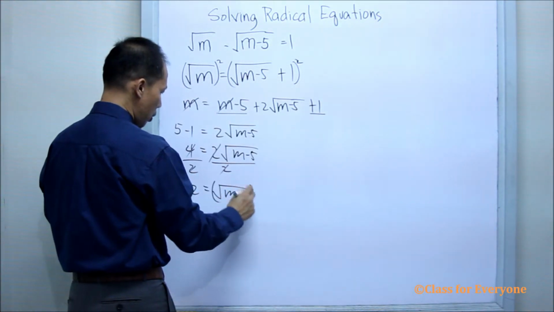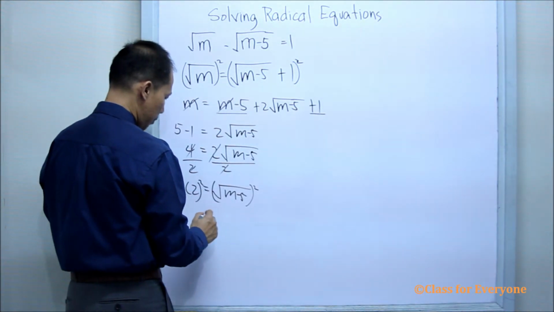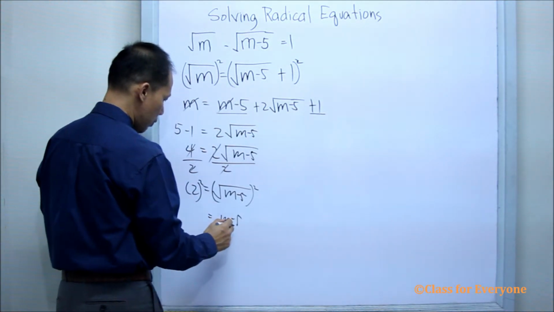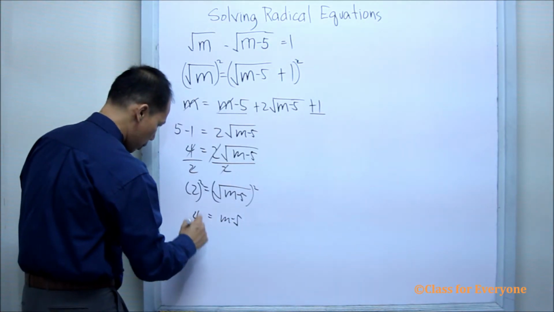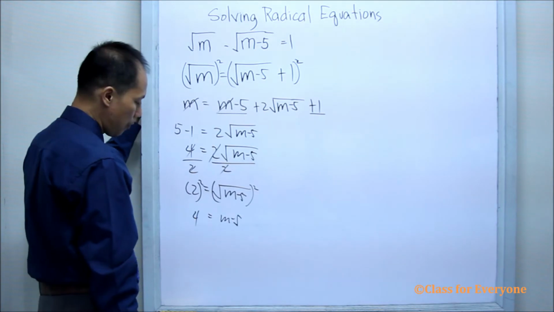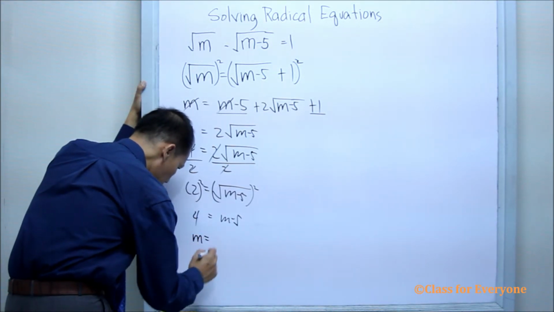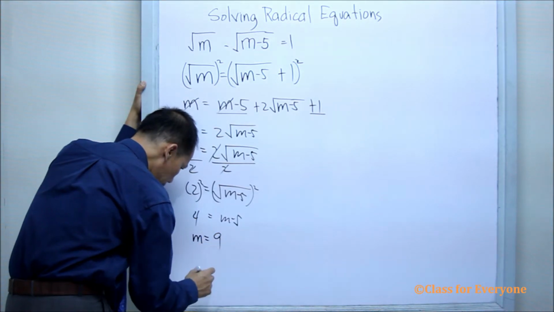And then squaring both sides, we have m minus 5. And then this will become 4. The opposite of negative 5 is positive 5. Therefore, by symmetric property, m is equal to 9.